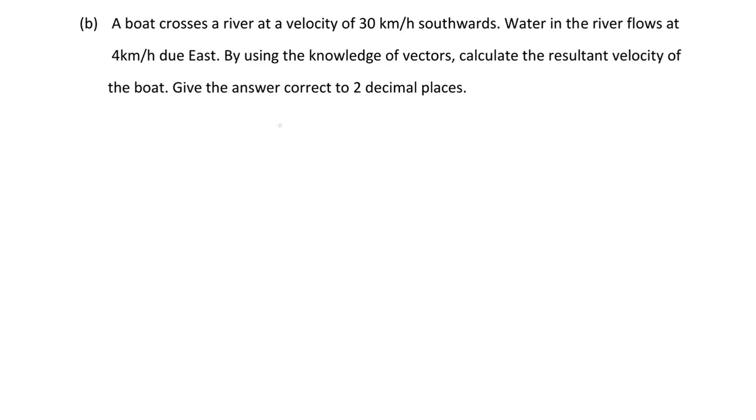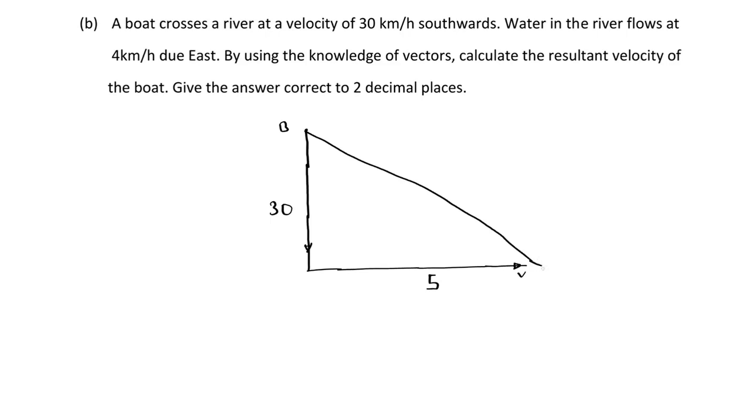Let us sketch our problem. So the boat starting point is going to be here. And then we are going to draw another line going southwards, and we are going to say this is 30 km per hour. And then we are going to draw another line which will represent the direction of the river, and the speed of it is 5 km per hour. And then we are going to connect these points, and this line will represent our resultant.